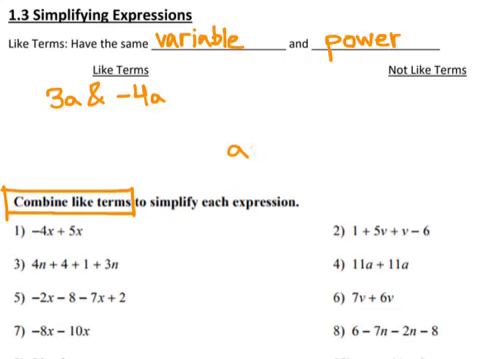It's not written there, but a is the same as a to the first power. So what else would be like terms? 4x squared and x squared. Those would be like terms because they have the same variable, x, and the same power, the second power. So we could combine them if they wanted us to add them together or subtract them.